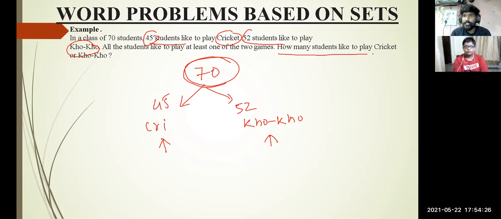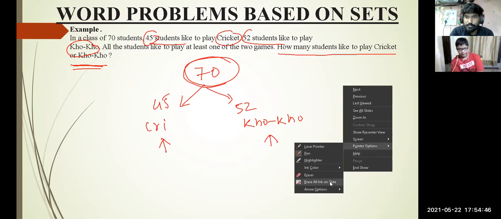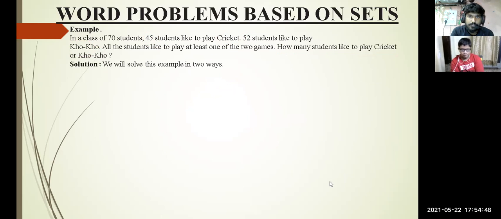You have to find out how many students like to play cricket or Coco. Did you understand the question? Yes, sir. Okay, so we'll start with the solution. There are two methods to solve this sum, and I'll show you both. Let's see method 1. So total number of students is 70.